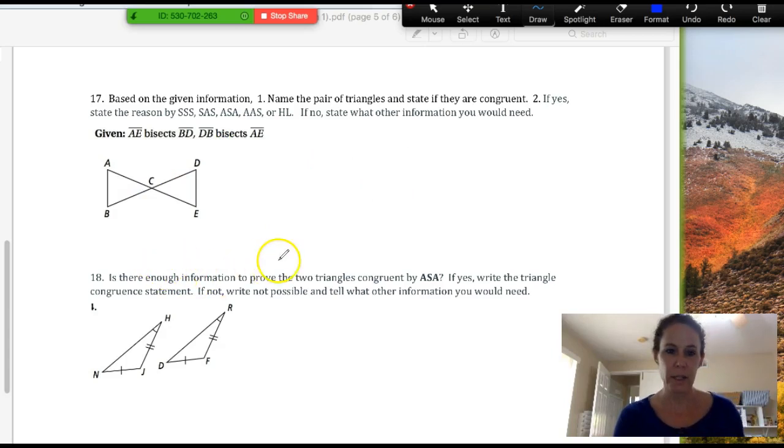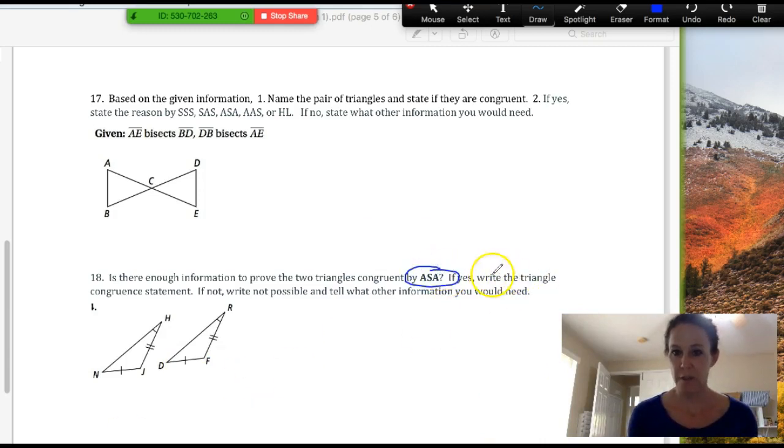Let's go to 18. Is there enough information to prove these triangles congruent by angle, side, angle? It's specific. They want to know, is there enough for angle, side, angle? If yes, write the triangle congruent statement. So these are congruent, and write them in the correct order. If not, write not possible and tell what other information you would need.